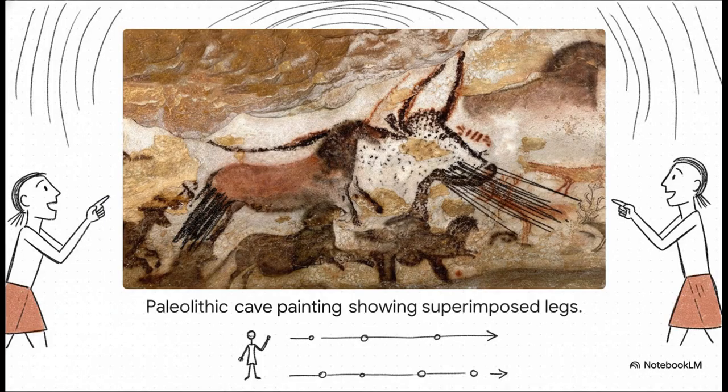Think about the sheer ingenuity of Paleolithic cave paintings for a moment. You have these animals drawn with multiple legs in superimposed positions. I mean, even back in the Stone Age, humans were trying to solve the problem of a static image by tricking the viewer's eye into perceiving rapid movement. It's just wild to think about.